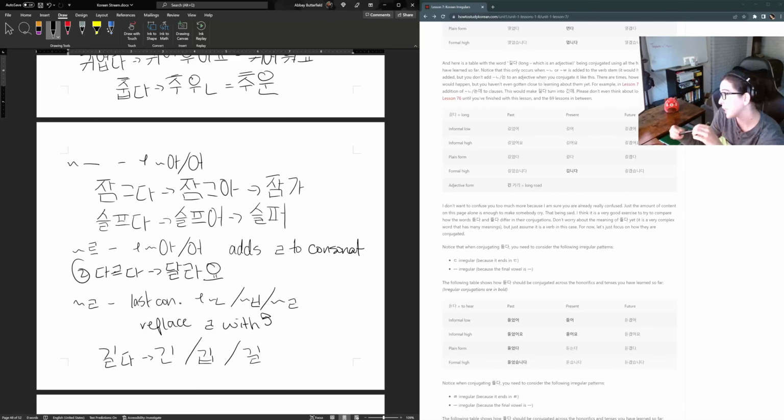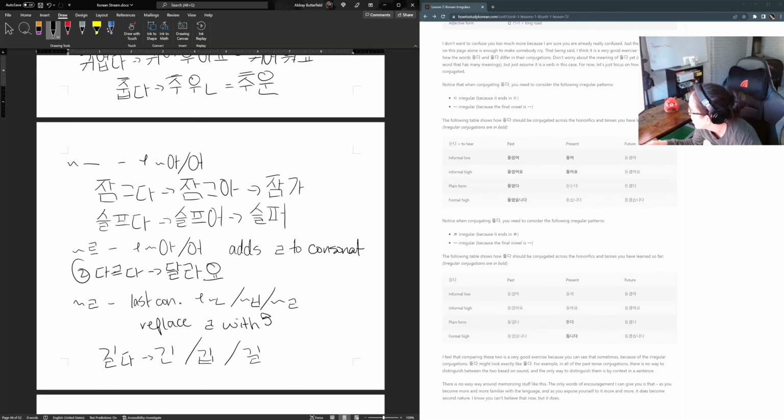Notice that when conjugating dutta, you need to consider the following regular patterns. The following shows how dutta should be conjugated across the honorifics and tenses you've learned so far. Past tense: dur, duraso, durasoyo, dursota, dursunida. Dura, 울어요? 운다? 웁니다?